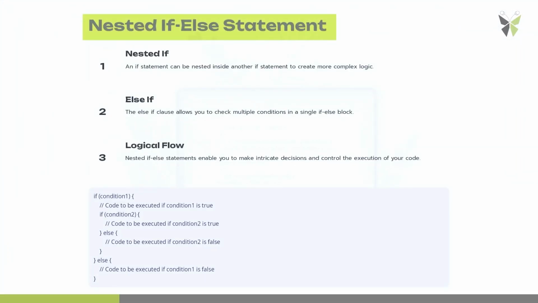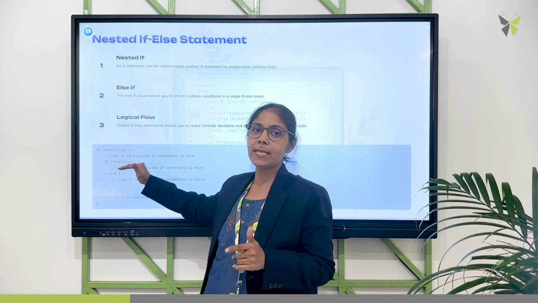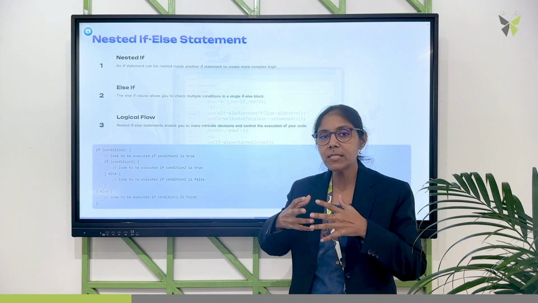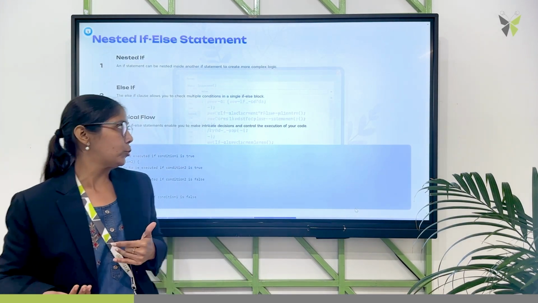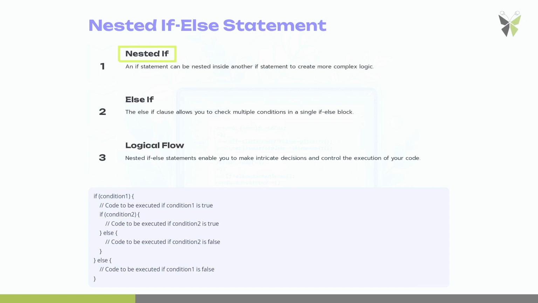Other than this, we also have one more type of if statement, known as the nested if else statement. In a nested if else statement, we check one if condition and nest another if condition in that block only. So if my first if condition is true, then only my second if condition will be evaluated. If the first if condition is not true, then my second if condition will not be evaluated. This is one if being dependent on another if being true. So an if statement can be nested inside another if to create more complex logic.